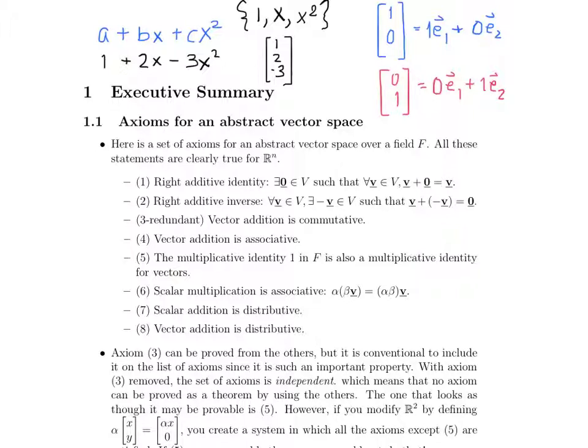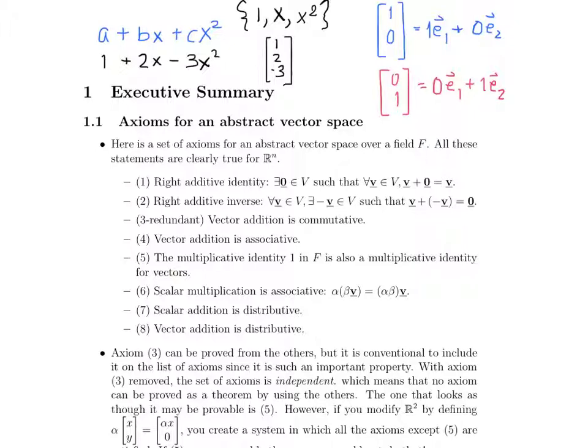But note that if you modify R2 by defining what multiplication by a scalar is, saying that if we take alpha and have it act on the vector (x, y) and have that return alpha x but 0 in the y component, we have a situation now where if alpha is equal to 1, vector axiom 5 is failed to be satisfied, but all the other ones actually are. So that shows that axiom 5 is in fact independent from the rest. We always make sure to list it.